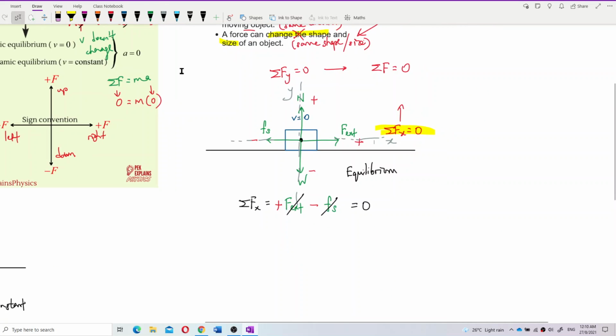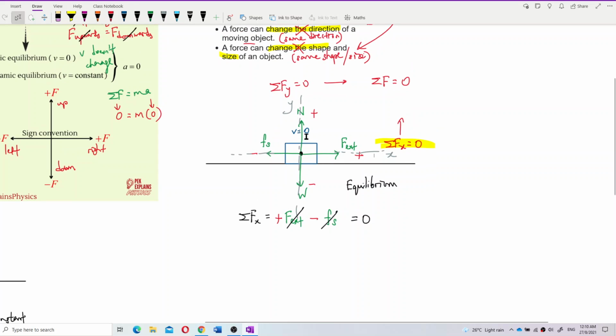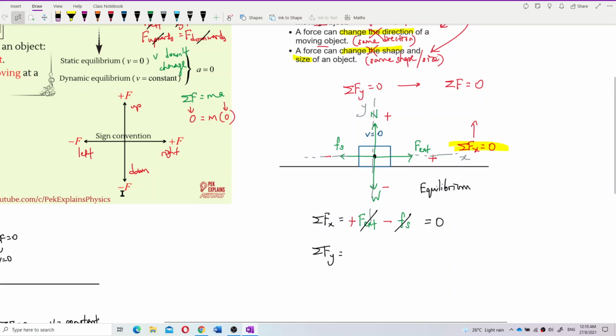Now look at the y component. How are we going to find the total force in the y component? We take forces upward as positive, forces downward as negative. The normal force is going up, so it's positive. The weight is downward, so it's negative. These two forces, the normal force and the weight, are equal, so they cancel off because one positive, one negative, so they get 0.